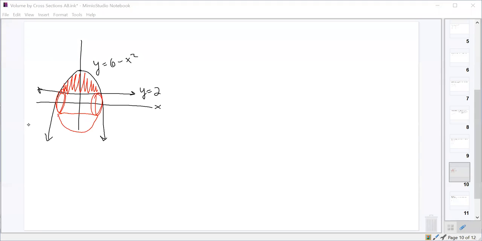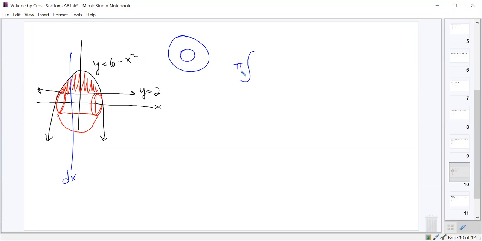So we need to slice this vertically to give us dx, to give us these cross sections that look like washers or rings. And so we will need to integrate pi times the outer radius squared minus the inner radius squared dx from whatever this intersection point is to this intersection point. So we've got to find those intersection points. When does 6 minus x squared equal 2? When x squared equals 4, or x is positive or negative 2.